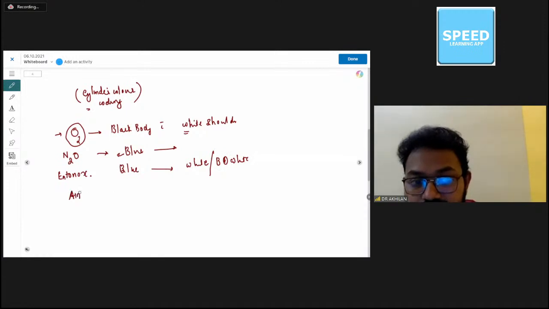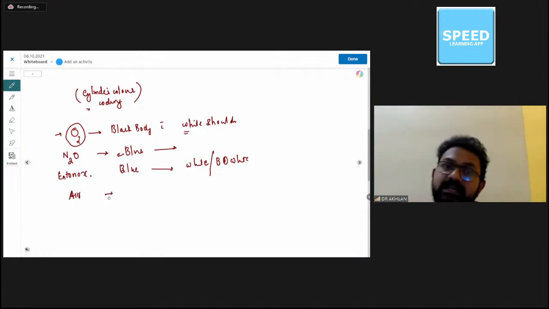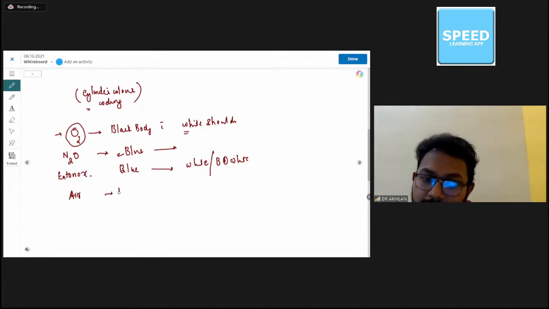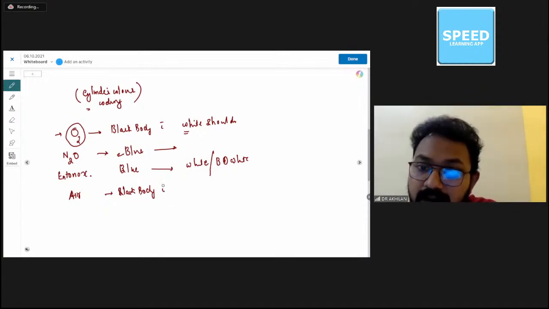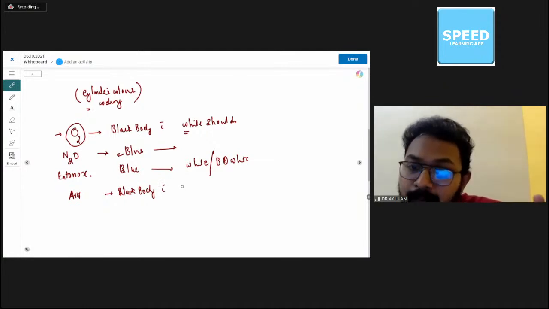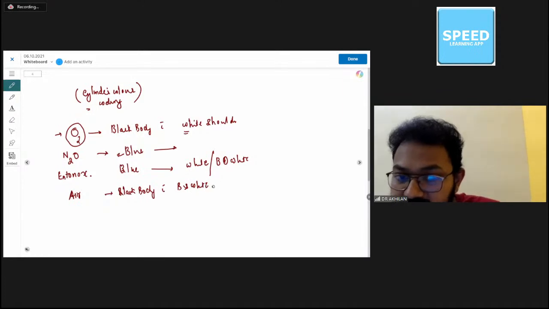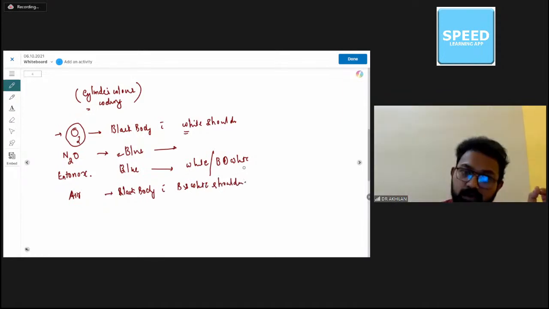Air. Air consists of black body. Now, does air contain oxygen? It does contain oxygen, but it also consists of other gases. So it is not purely white shoulder. It is black body with black and white shoulders.